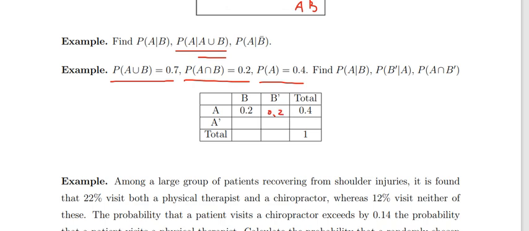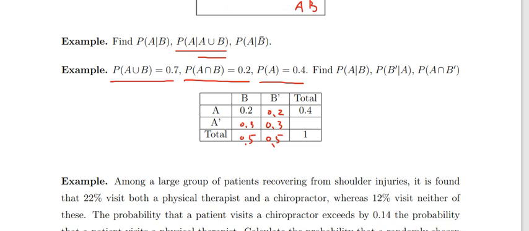And P(A or B) is 0.7. This A or B is actually three cells. So this is 0.7, so we know this is 0.3, right? So we can find this also 0.3. So we fill out this table, and so here 0.5, 0.5, right? Okay, so from this table, we can find everything.